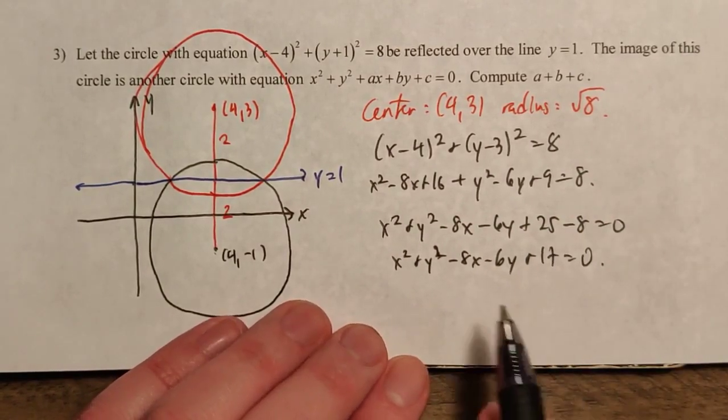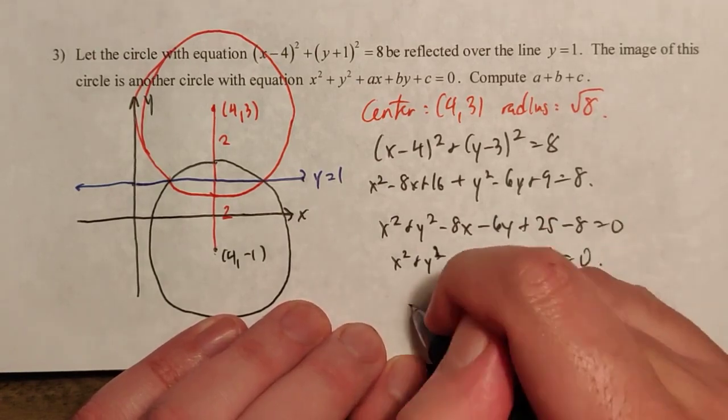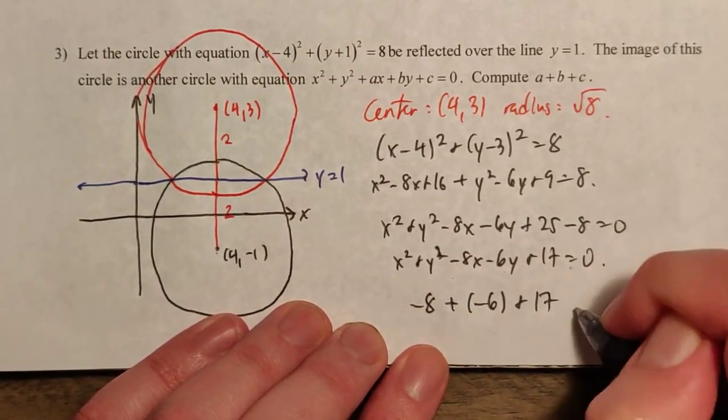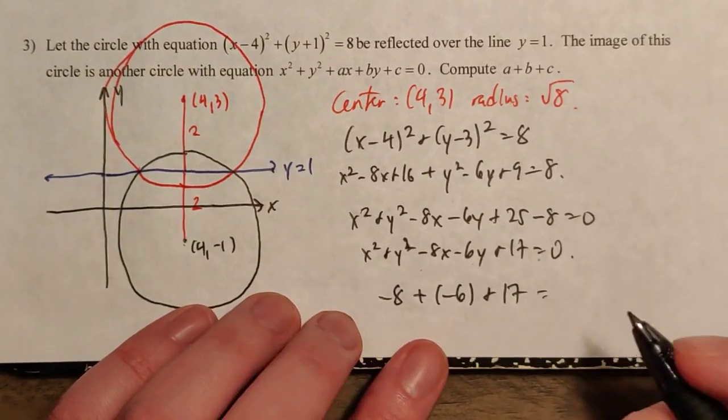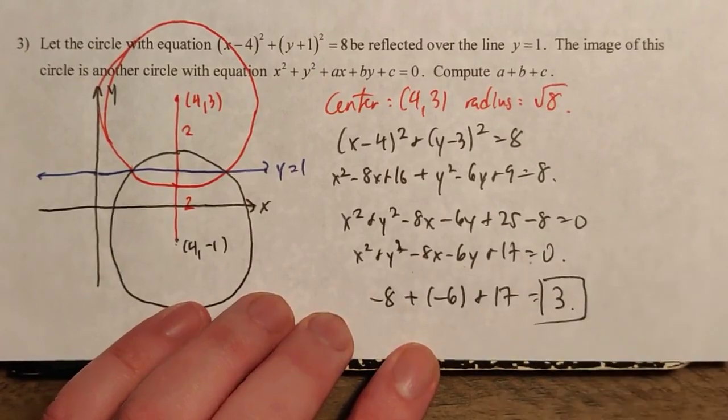So now it's pretty clear what the numbers are. A, B, and C. A is negative 8, B is negative 6, and C is 17. So we get negative 8 plus a negative 6 plus 17. Now negative 8 and negative 6 is negative 14. We add 17 to that. That's 17 minus 14, which should give us 3. Okay?